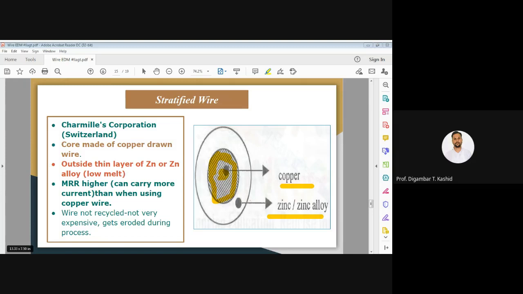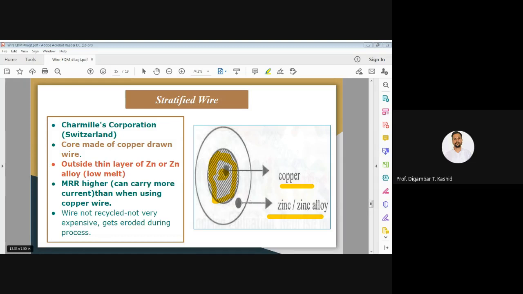Hence, a more powerful spark can be discharged using this stratified wire. Again, material removal rate is related to the current density. As the wire diameter reduces, the current density will also be high, so you can generate higher spark energy per spark, and your material removal rate will be high without breakage of the wire.